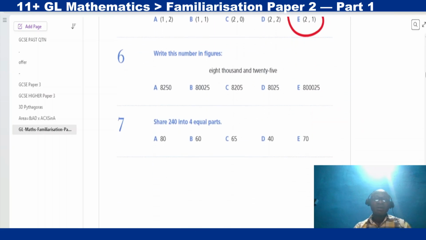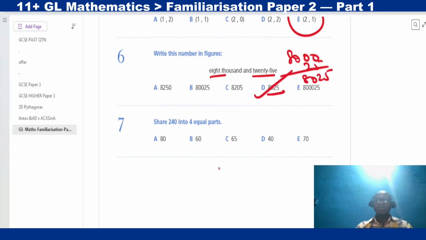Then we go to question number 6. And here, write this number in figure. This is 8,000 and 25, 8,025. So that is going to give us 8025. 8025 is option D.